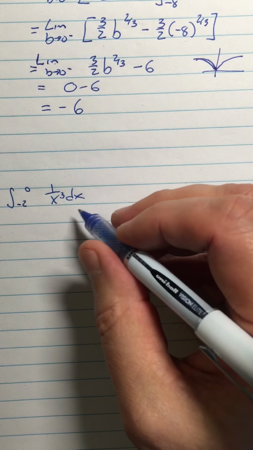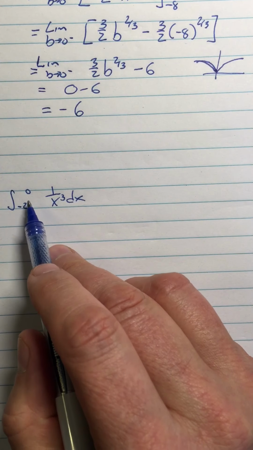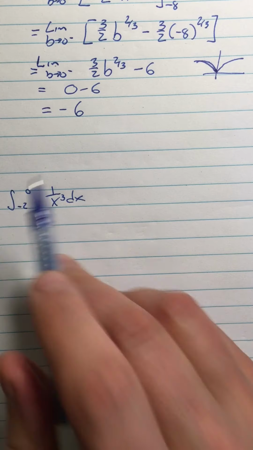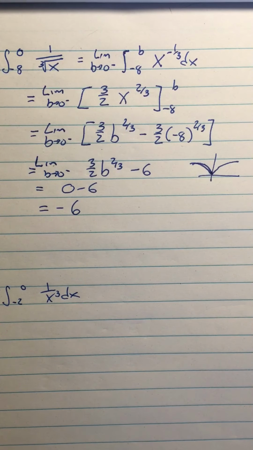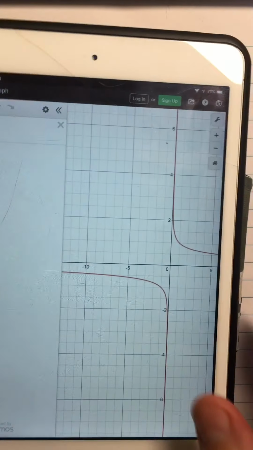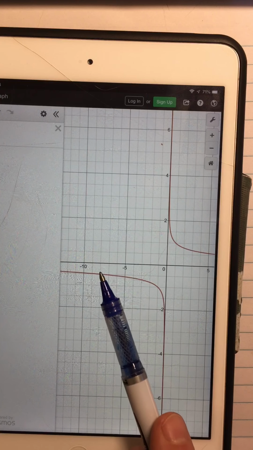All right, how about this one? So this time, again, it's the upper limit that's undefined, right? I wanted to talk about the fact that this area is -6, right? So why is that area negative? Because we're looking at the area from -8 to 0.